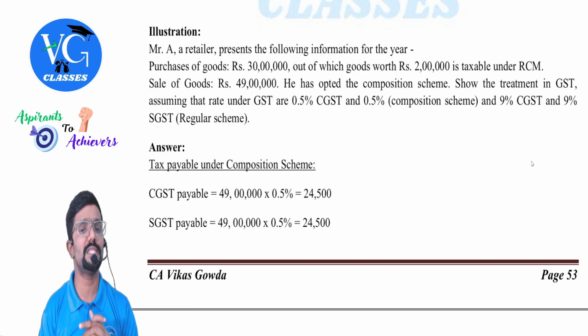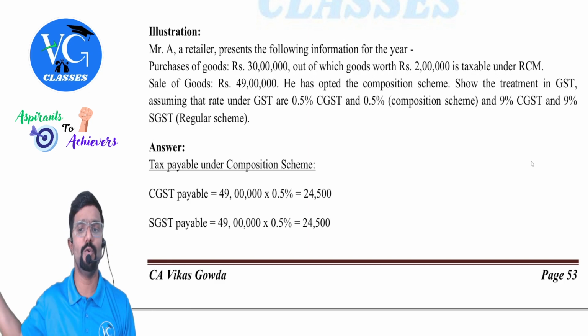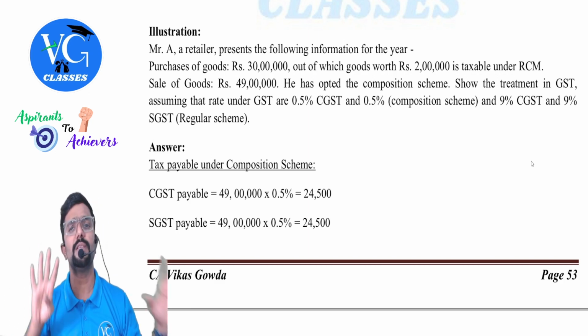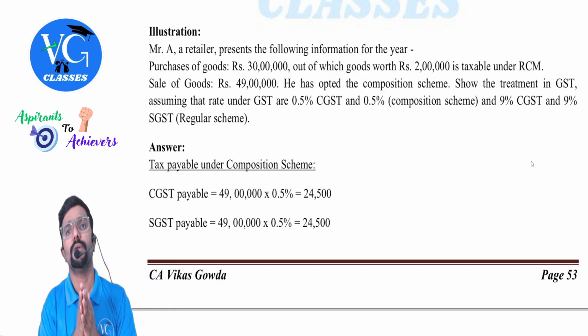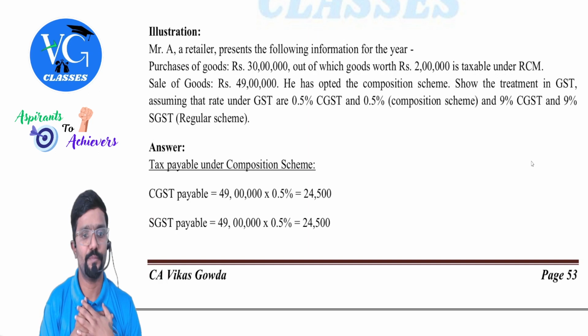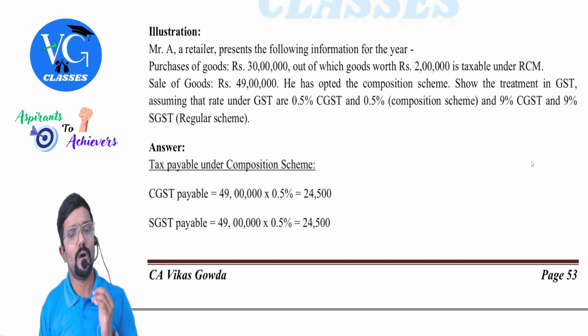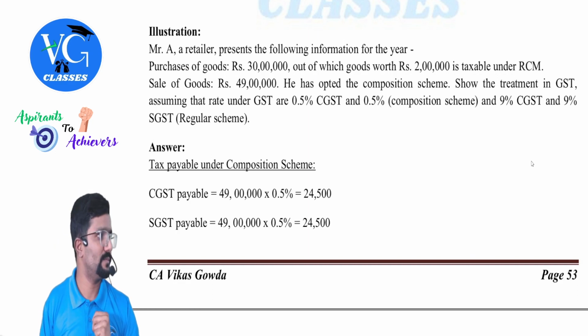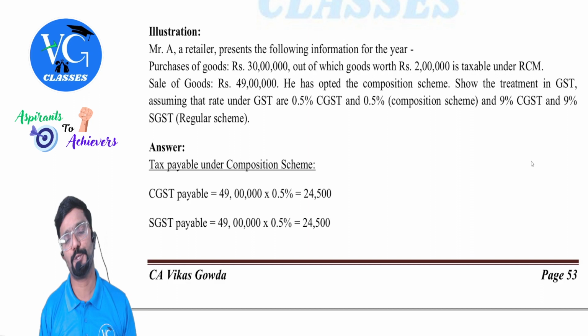Assuming that rates under GST are 0.5%, 0.5%. That is composition scheme on my outward supply, whereas 9%, 9% under regular scheme. Regular scheme is nothing but section 9 people, regular scheme or normal scheme. Now, how much tax should I pay? On my outward supply, 49 lakh is the turnover. On that 0.5, 0.5. How much CGST and SGST? 24,500 each.